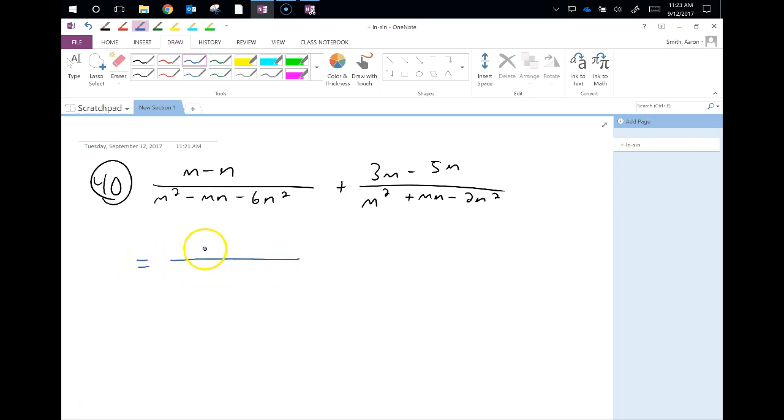M minus n, nothing to factor there. M squared minus mn minus 6n squared, because this is a trinomial, and the leading coefficient is 1, the number in front of the m squared is 1, this is the relatively easy kind of factoring, where it's going to be (m, n). Now notice that because the middle term is an mn and the last term has an n on it, when we do our magic numbers here, we're going to need n's there so it FOILs out correctly.